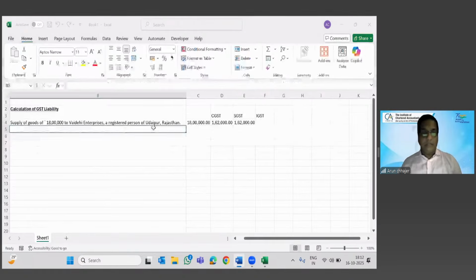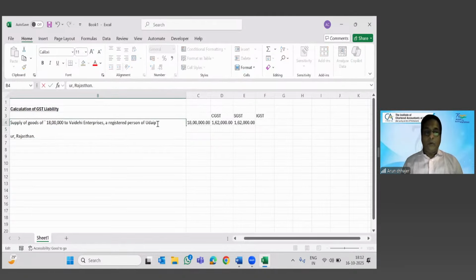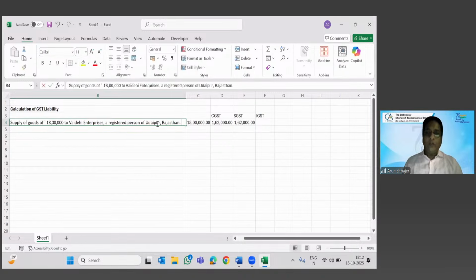If you would like to give the reason, what could be the perfect reason? I can say the value of incidental expenditure like freight, etc., which has been collected from the recipient, is added in the value.